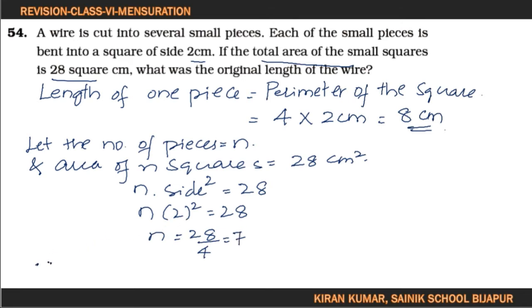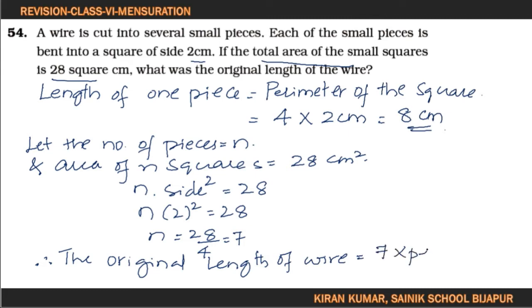Therefore, the original length of the wire will be equal to 7 times the perimeter. So it is 7 times 8, which is 56 centimeter.